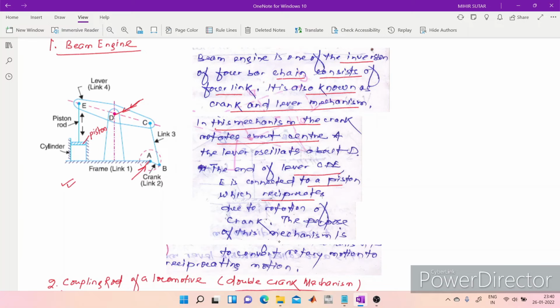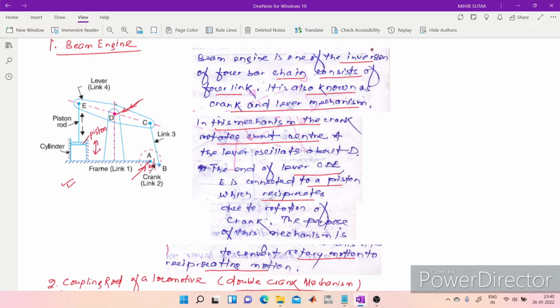So the purpose of this mechanism is to convert rotary motion to reciprocating motion. As you can see here, the rotary motion of this crank is converted to the reciprocating motion of this piston because of this mechanism.